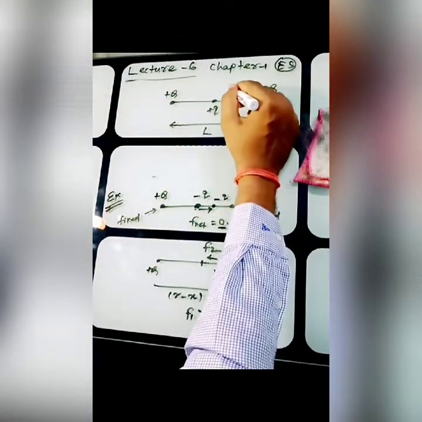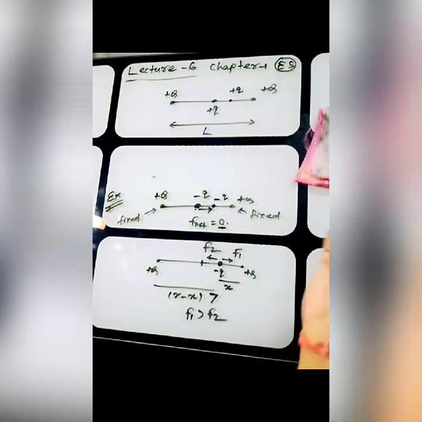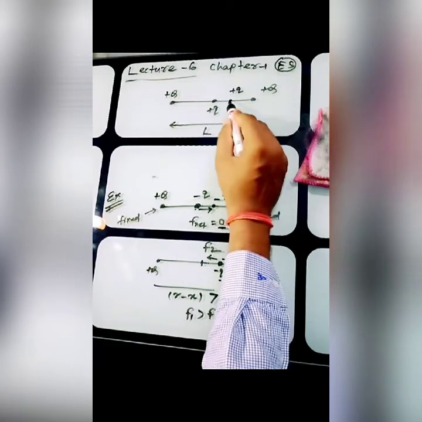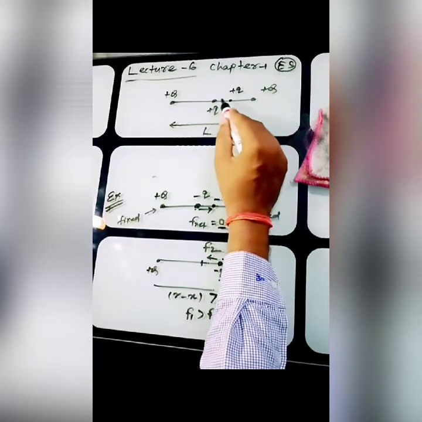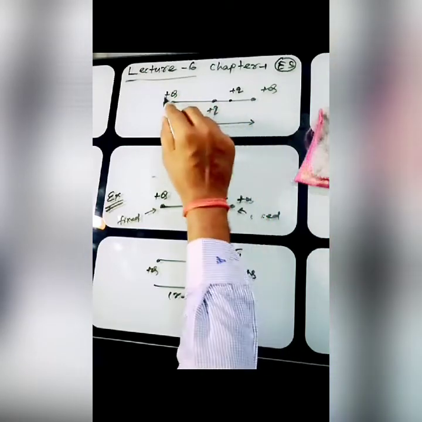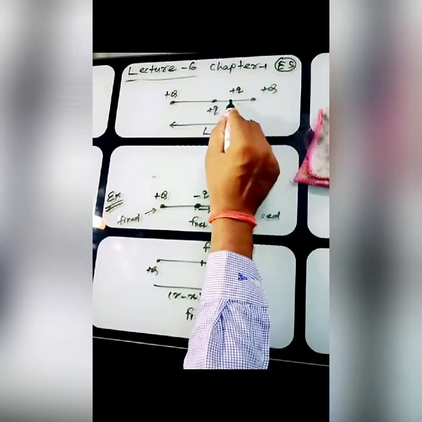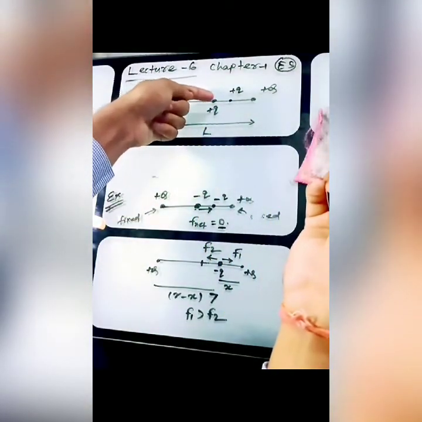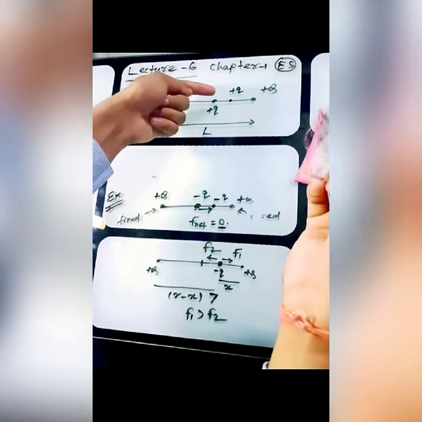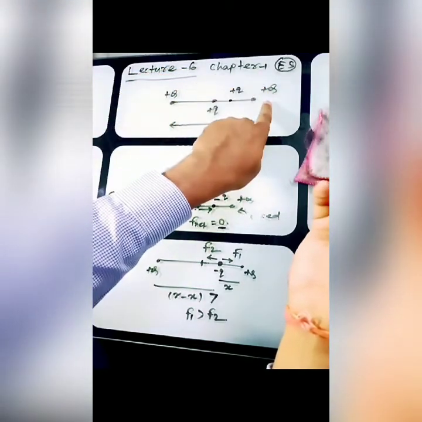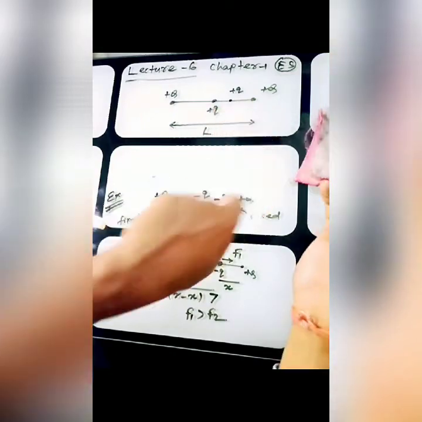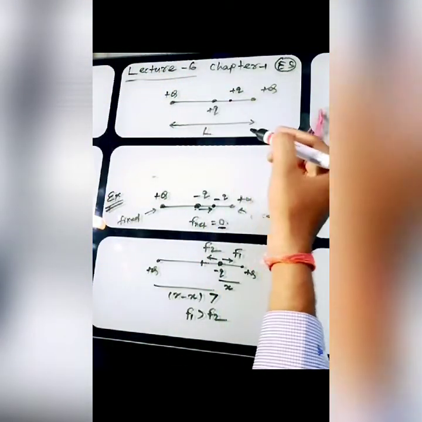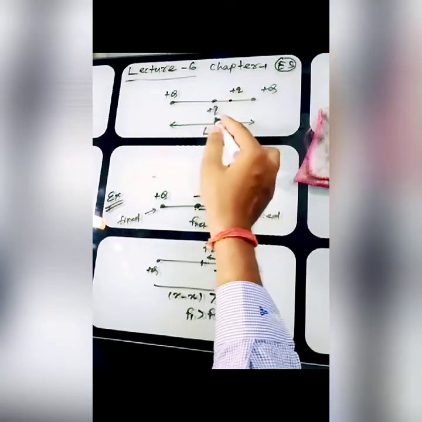Suppose this plus Q comes to this point. What will happen? Now, this charge will repel and it will move towards this one, and this will repel towards this one, but this force will be larger. It means you are displacing this positive charge towards this one, but this charge is repelling it to go to its initial position, and this condition is called a stable equilibrium.